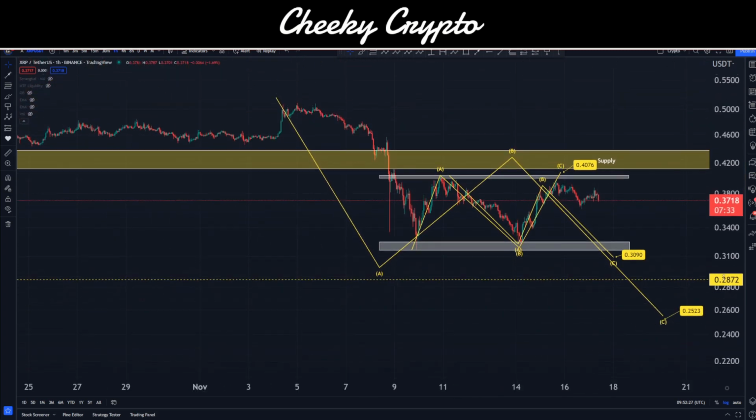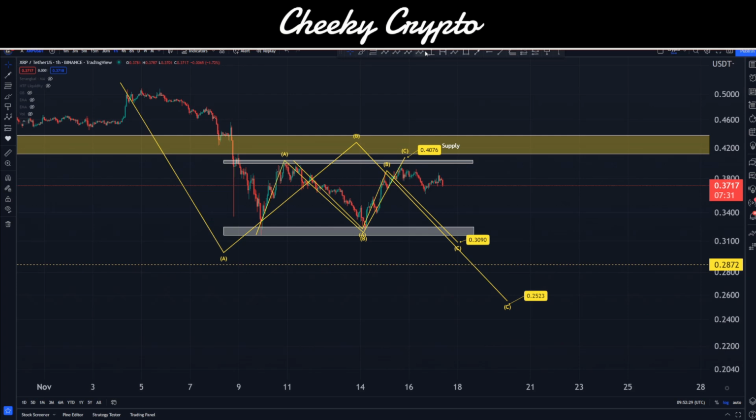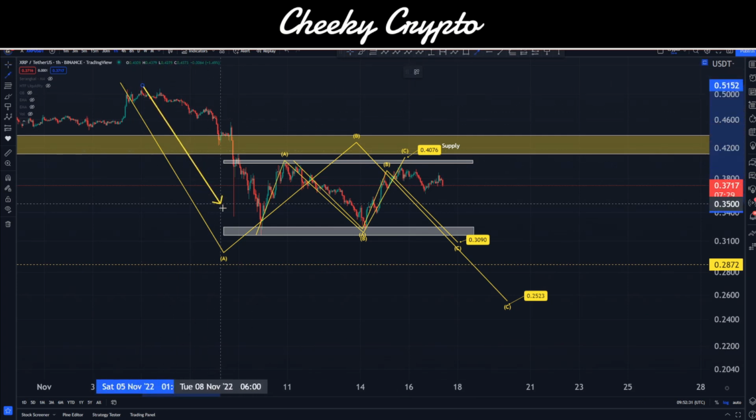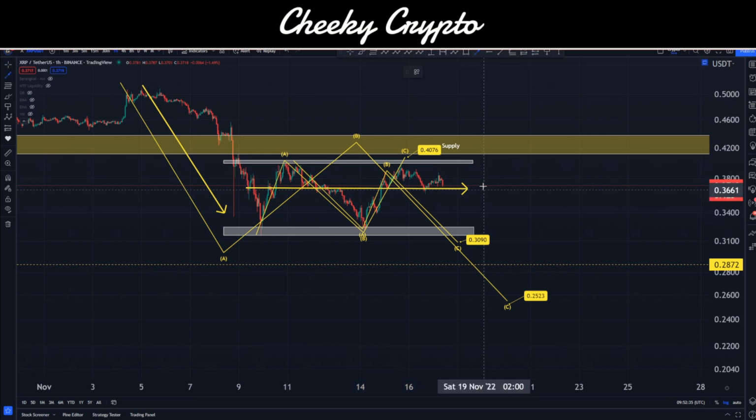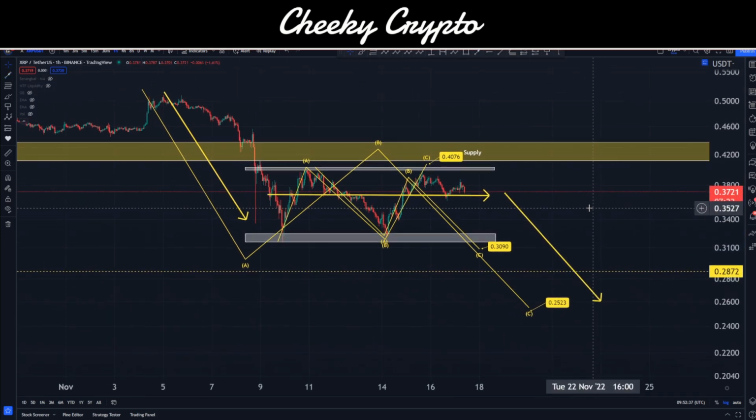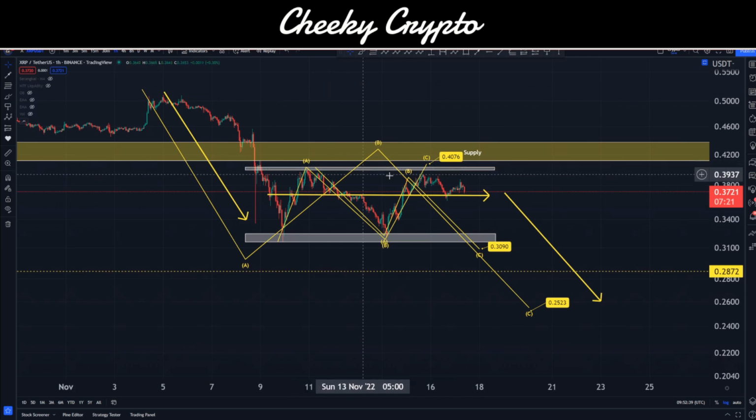Essentially, a continuation pattern is a continuation of what led into it. So we can see that we pulled down, we then go sideways here, okay? We're going sideways, and then we're going to continue coming down. The only difference is whether or not we actually can push this up into that supply zone one more time and then break on down, or we're just going to break down from here. Both are possible until you actually finish this structure.